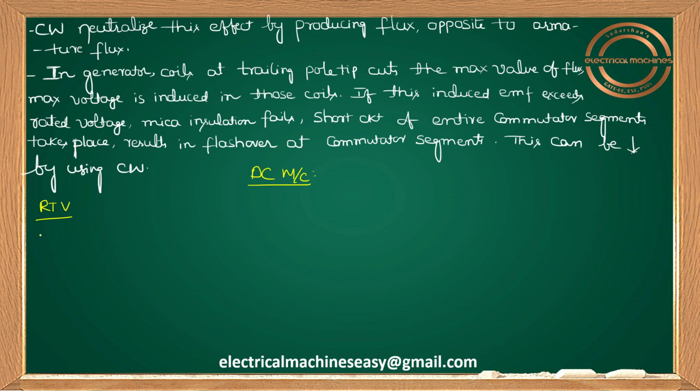I told you RTV means conductors are stationary, and the magnetic field is time variant.